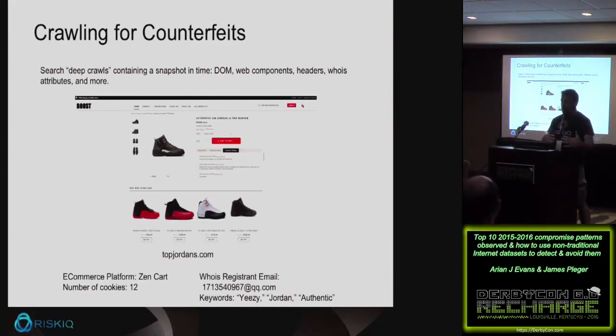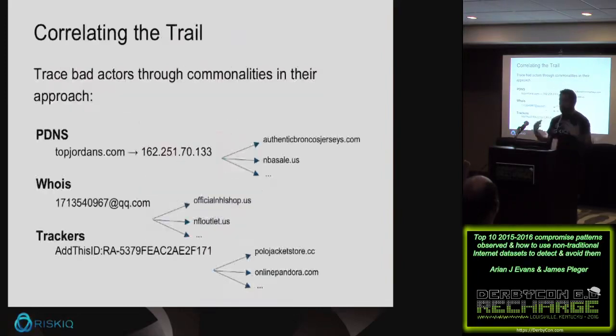And we start mapping out, and we find some properties that are technology under the hood. So starting with this top Jordans, which is an impersonation site, we're capturing the DOM, all the web components, the headers. This adversary favors the Zencart platform. There's 12 different cookies. Those cookies map to some trackers the adversary uses. We have whois registration and some common keywords. We were able to break this out and go out, and we found literally thousands and thousands of associated sites over this multi-year history. So this adversary is a professional counterfeiter, and they're constantly expanding out and using new things.